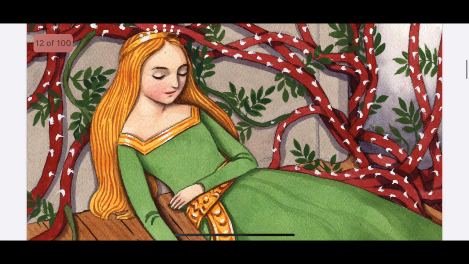What do we see in this image? Yes, this is an image of the enchanted princess, meaning the spell that puts her to sleep for 100 years. Is this something fantasy, meaning made up or imagined, or is it reality? If you said fantasy, that is correct. This goes on the fantasy side. Good job.